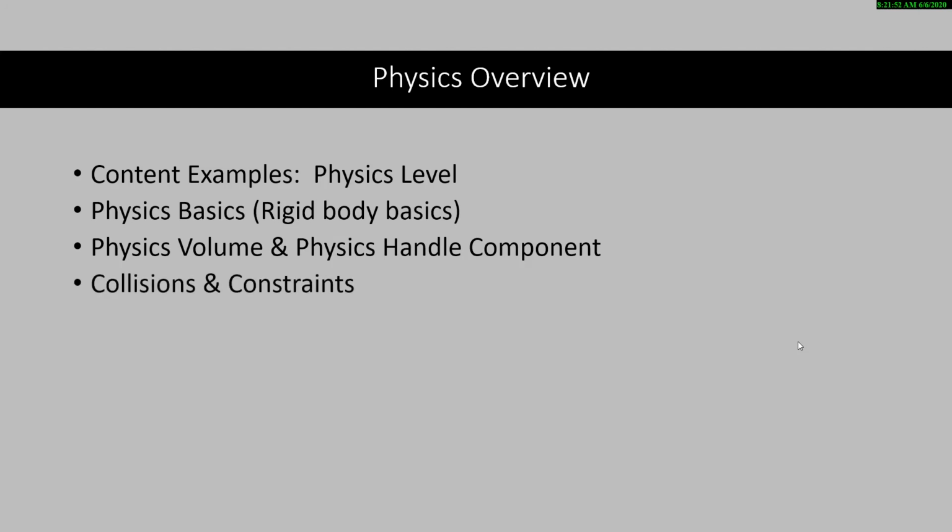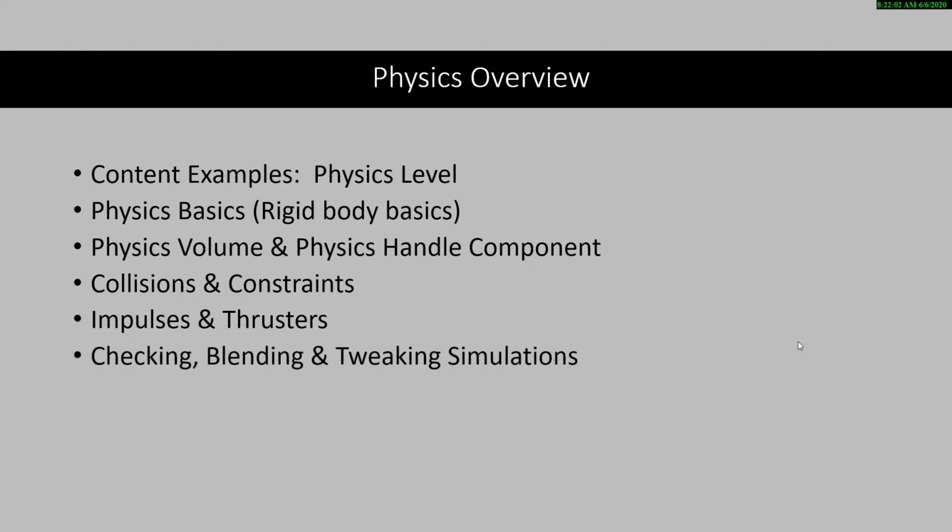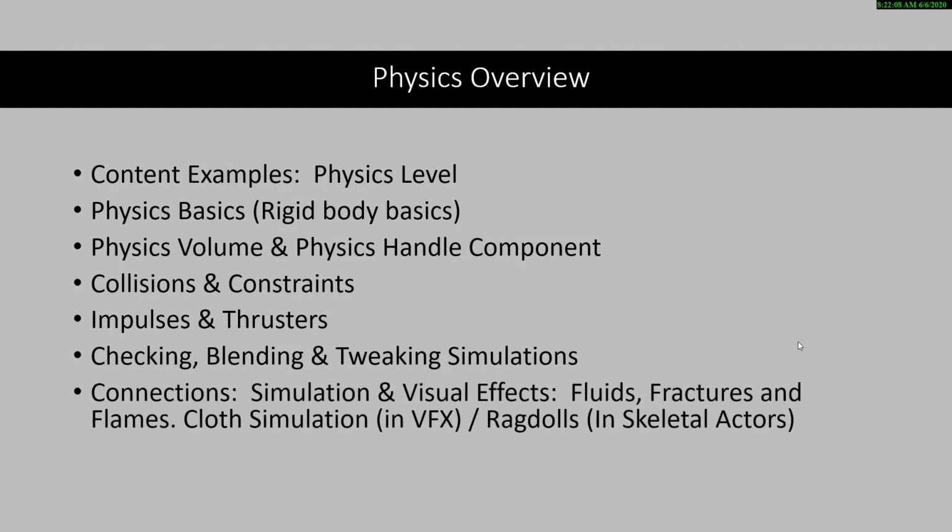Then we'll talk about collisions and constraints. We'll talk about adding inertia and also thrusters to your physics objects. We'll talk a little bit about checking, blending, and tweaking your simulations. And then finally, we'll talk about the connections, because the physics area connects to other areas of physics, things like fluid simulations, the ability to have fracturable objects, cloth simulations, and ragdolls, and we're going to introduce a lot of these in other areas. And then finally, we'll add our summary and we'll provide additional resources.